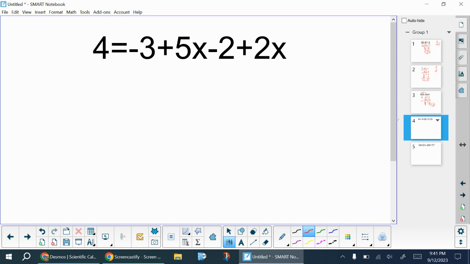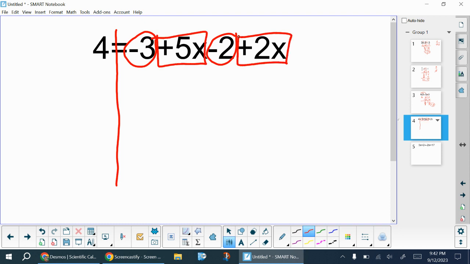Same thing here. On this one, it's really just a two-step equation that's got some simplifying to do first. On this one, there's no parentheses, but I see some like terms. I see a -2 and a -3, and I see a 5x and a 2x, that can be combined together. 5x and 2x makes 7x. -3 and -2 makes -5, still equal to 4. Now I'm back to a two-step equation.